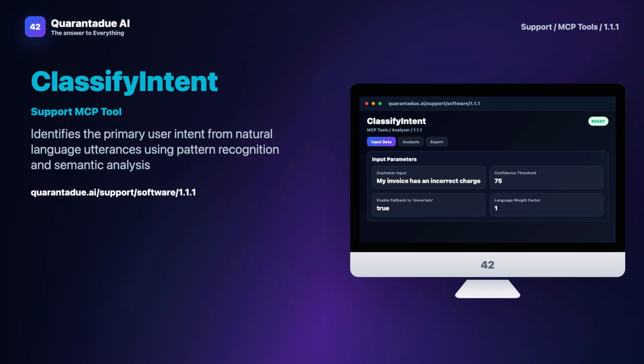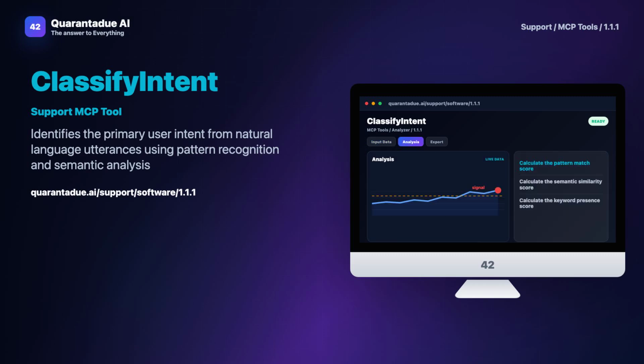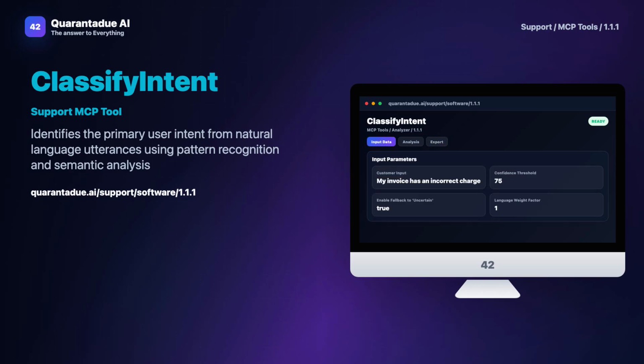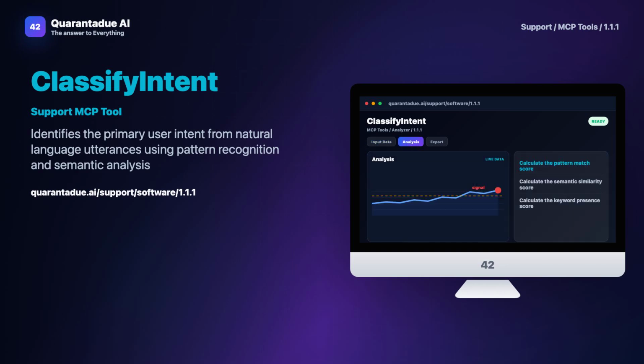Intent classification in customer support is a controversial mess. Everyone knows keyword filters fail, but enterprise AI is too complex. Today, you'll learn how true deterministic intent analysis actually works and how it can revolutionize your response times.